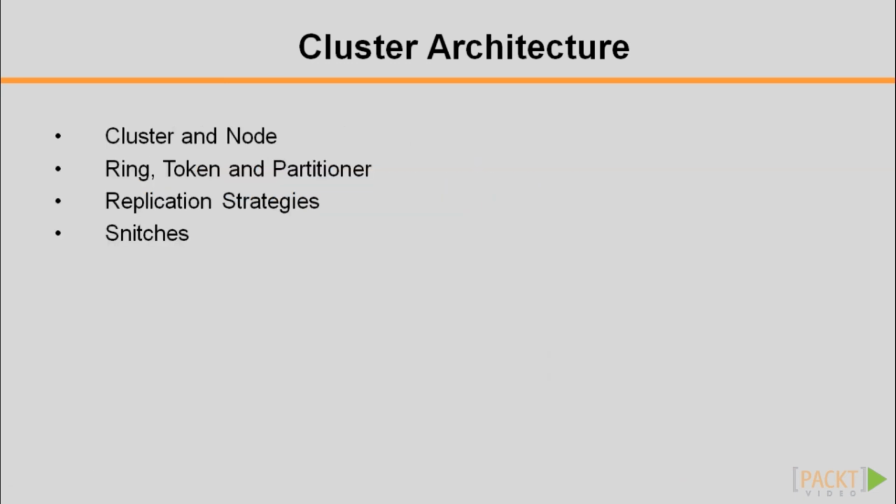We've looked at the means to achieving partition tolerance and the choices of replication strategy and snitch. Now you should be able to select the most suitable replication strategy to meet your needs. Next, we're going to see Cassandra's high availability mechanism.